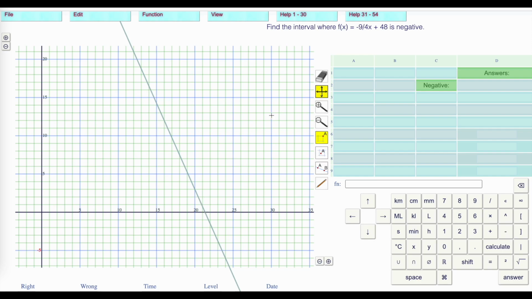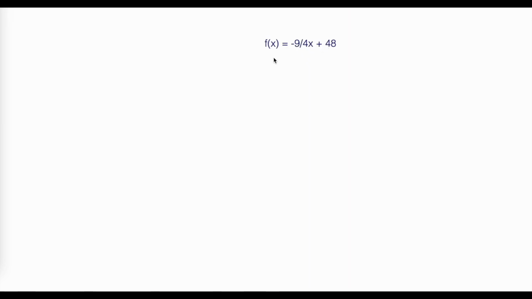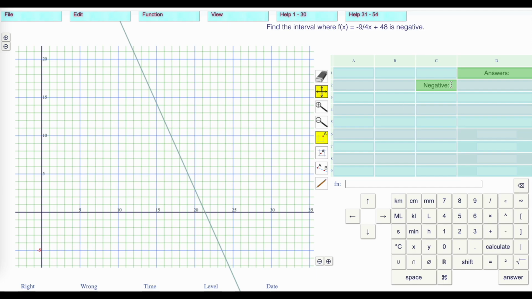We have a nice decimal here. We set the y value to 0. Negative 9 divided by 4 is negative 2.25, so negative 2.25 x plus 48. I want to get rid of that 48, so subtract 48 from both sides. That gives me negative 48 is equal to negative 2.25 x. Divide both sides by negative 2.25 because it's multiplying the x. That gives us positive 21.3 repeating. That makes sense.